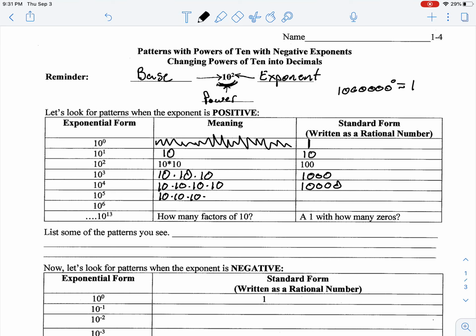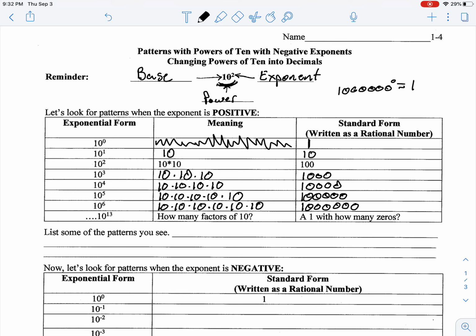10 times 10 times 10 times 10 times 10 for 10 to the fifth, and that is 100,000. And finally here, 10 to the sixth, we've got 6 factors of 10, so there's 1, 2, 3, 4, 5, and 6. And that is going to give us, in standard form, 1,000,000.